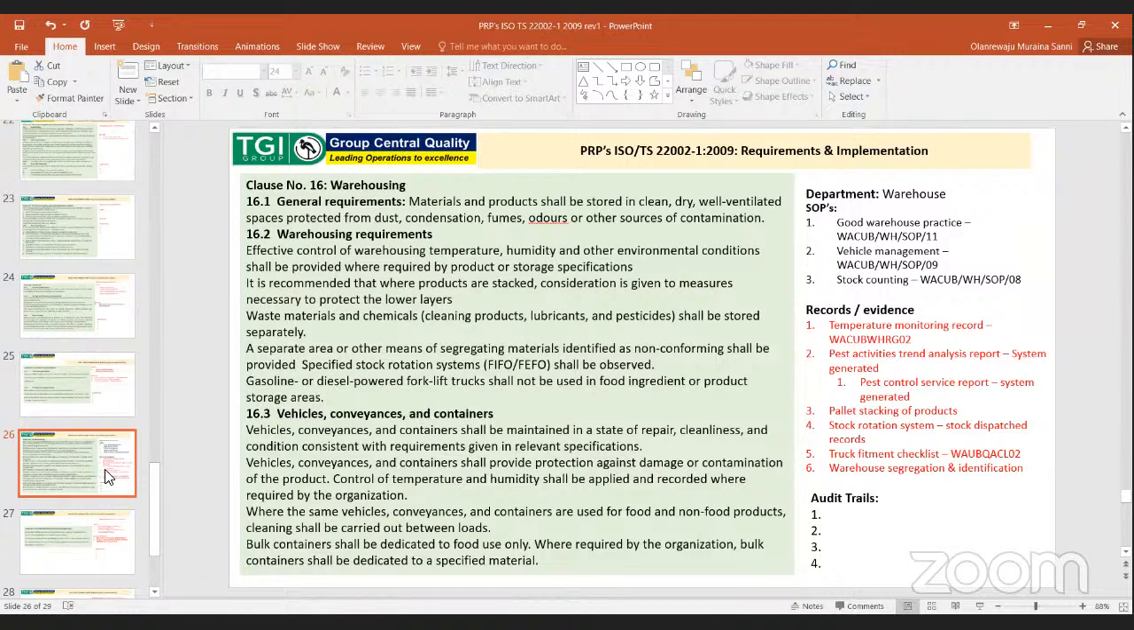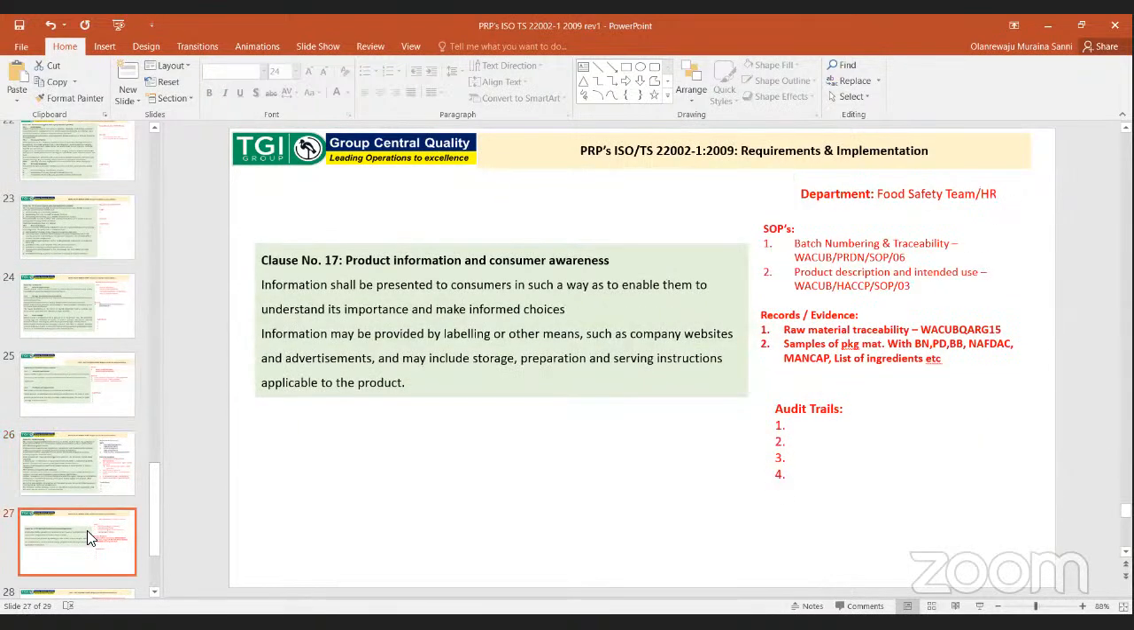Then we have stock treatment, which is QAC LO2. The warehouse is also segregated and identified properly, but there is still need for improvement. The last time I was there, the place was well kept. I think they are trying to put some identification in place. The gang line is done, the walkway, everything is done. I think we have a good improvement in that area too.